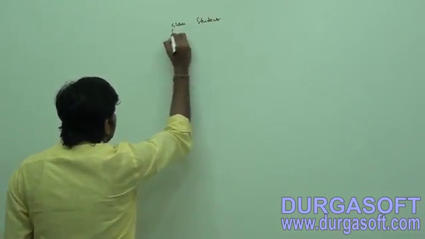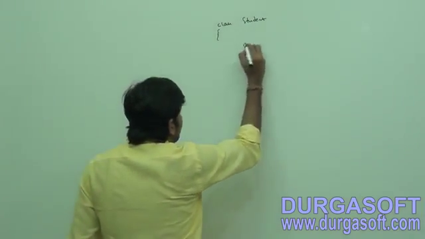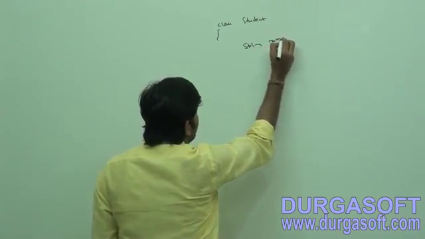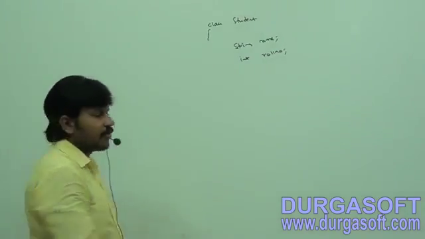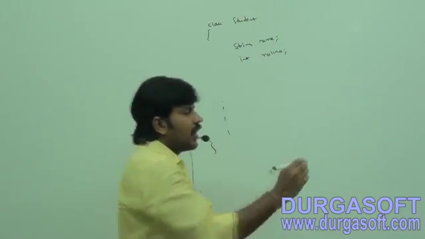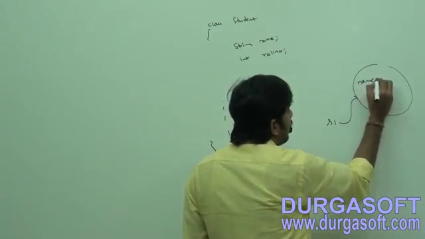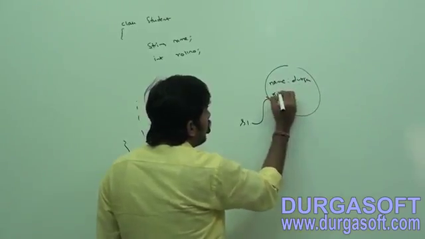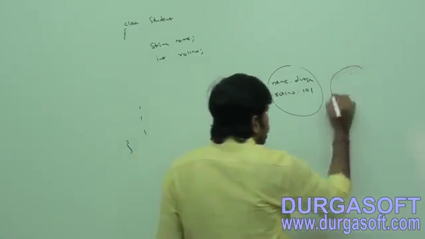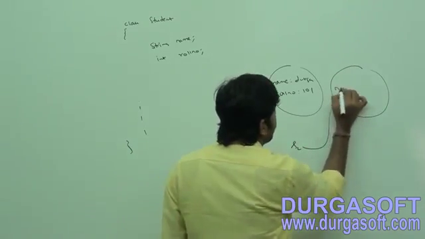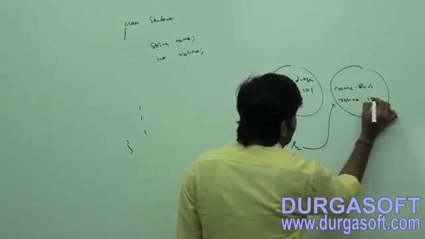I am taking one class, Student. For every student, name must be required, and roll number must be required. So now I created the first student, name Durga, roll number 101. Second student, name Ravi, roll number 102.